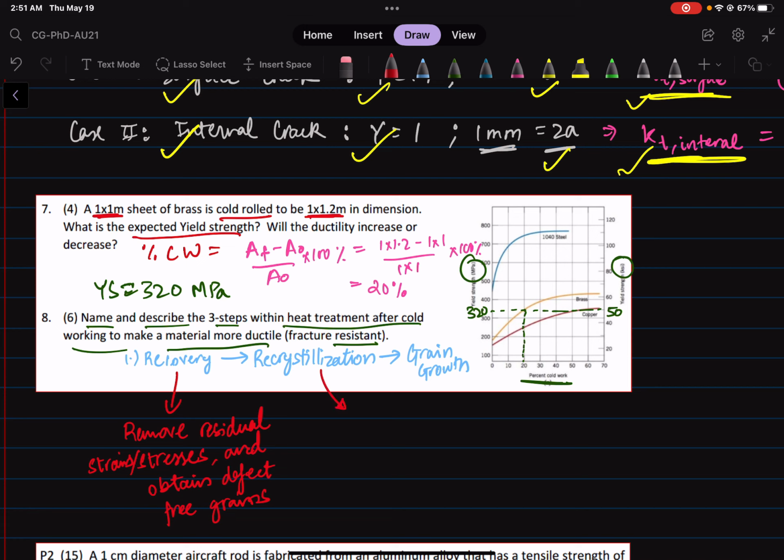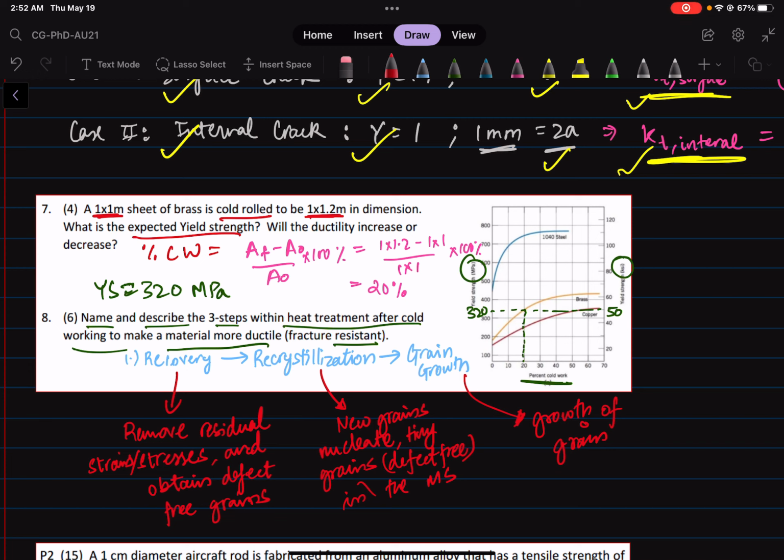And then new grains nucleate in the recrystallization process, and then tiny grains which are defect free appear in the microstructure, and then you have a growth of grain.